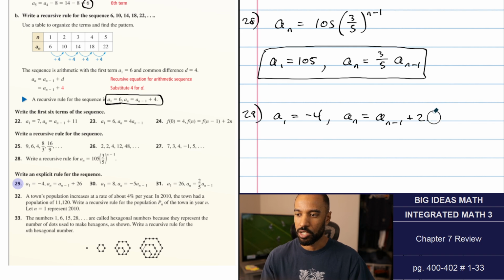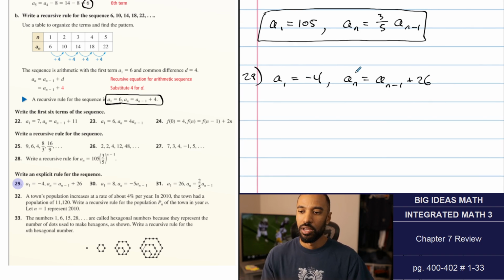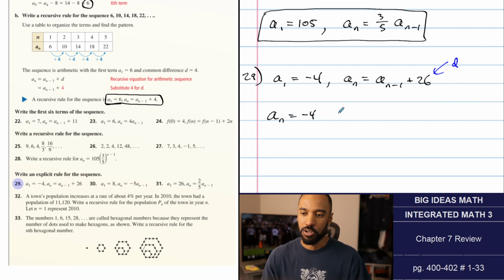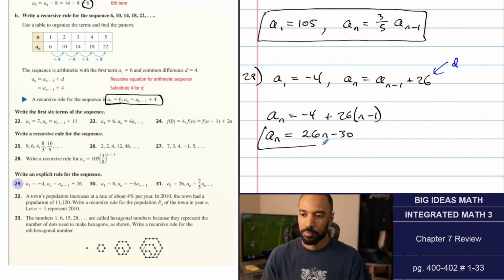Oh, that's a 26, not a 25. You have to come up with what kind of sequence it is. So this is an arithmetic sequence because you have a common difference. Your first term is -4. Your common difference is 26. We're going to add 26 each time. So your explicit rule takes your first term plus your common difference times n minus 1. That's 26n minus 26, and -4 minus 26 is -30. So this becomes 26n minus 30.